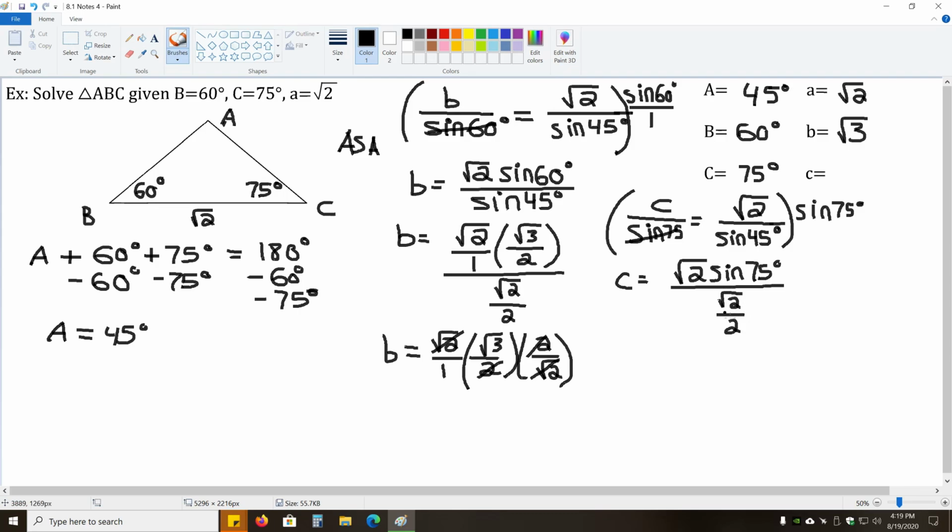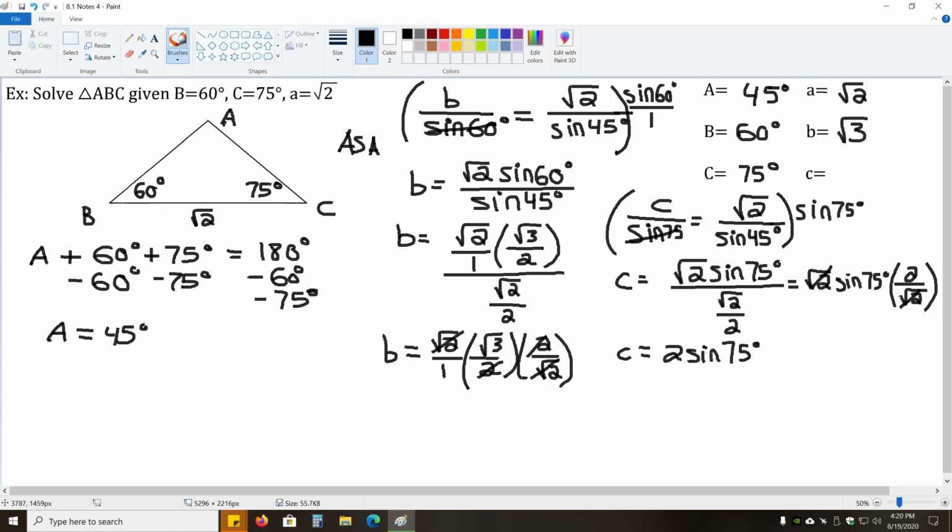Again, we're dividing by a fraction, so let's go ahead and change that to multiplying by the reciprocal. So we get the square root of 2 times sine of 75 degrees times, instead of dividing by the square root of 2 over 2, remember we have 2 over the square root of 2 being multiplied. So this square root of 2 will cancel out with this one, leaving us with c equals 2 times sine of 75 degrees.